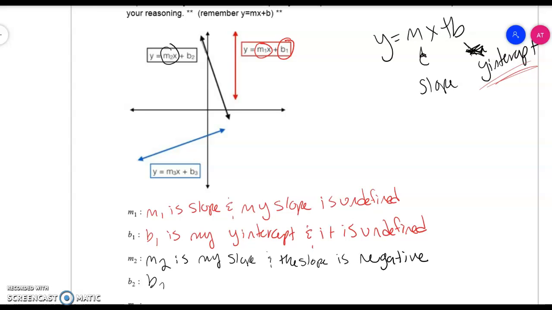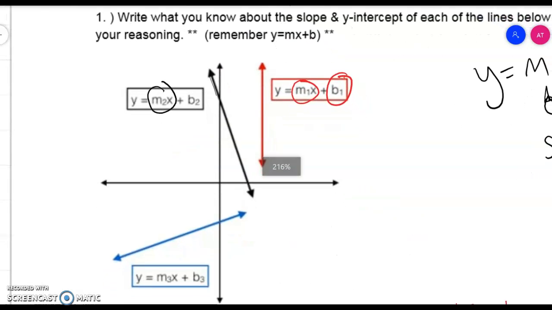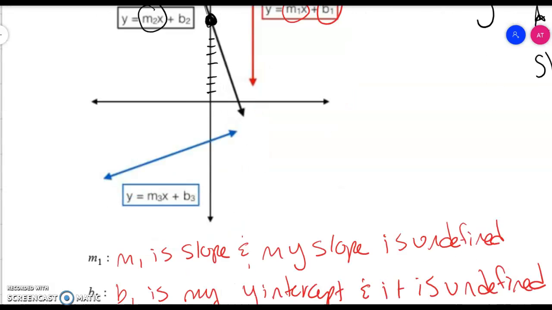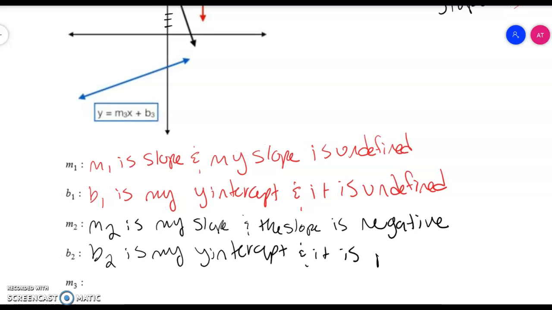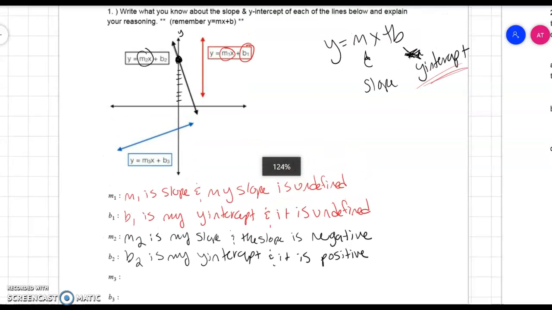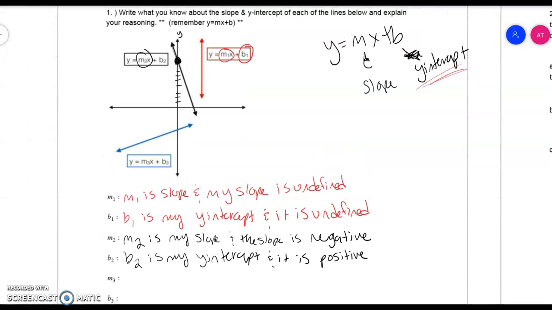Okay. Then I have my B2, which is also my y-intercept. And it is, well, let's see. Is it hitting in the positive numbers or the negative numbers of my y-axis? Well, it's hitting in the positive numbers. Remember, these are all positive numbers going up. So my y-intercept is positive. Okay, we're not going to put any numbers. We're not going to say my slope is 64, my y-intercept is 32, because we don't actually know. All we want to know is the details of each line.